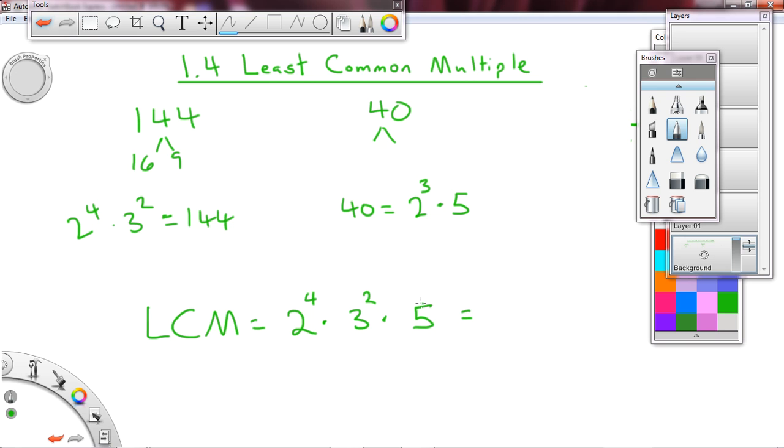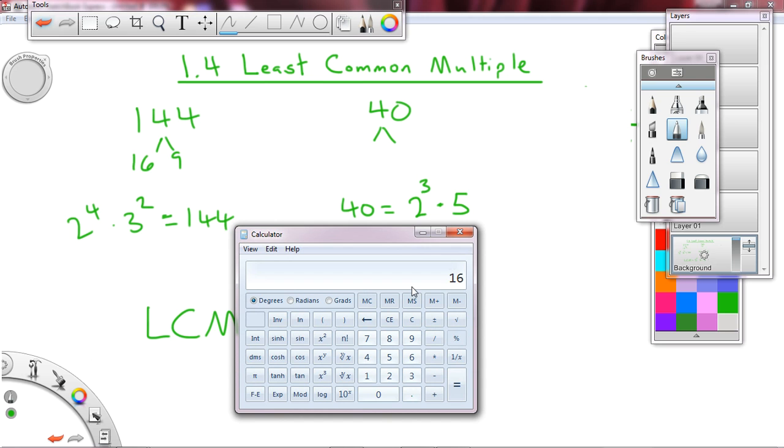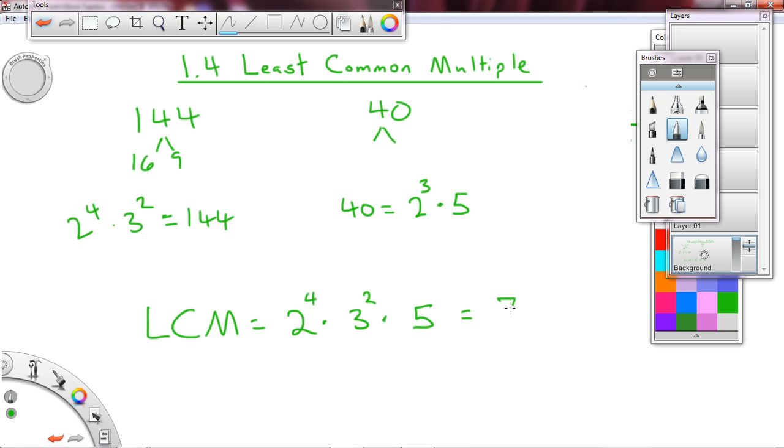16 times 9 times 5. I don't know what that is. Let's find out. 16 times 9 times 5. 720. Okay? And just like that, we've got our least common multiple for 2 huge numbers. Okay? This would take forever doing the chart way.